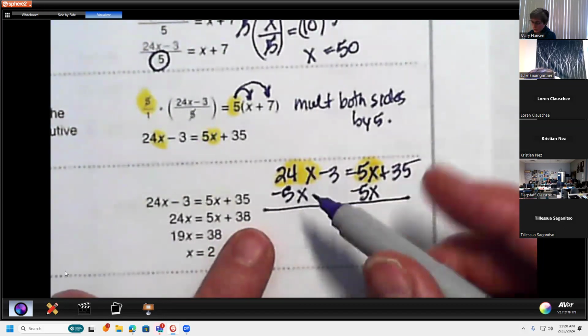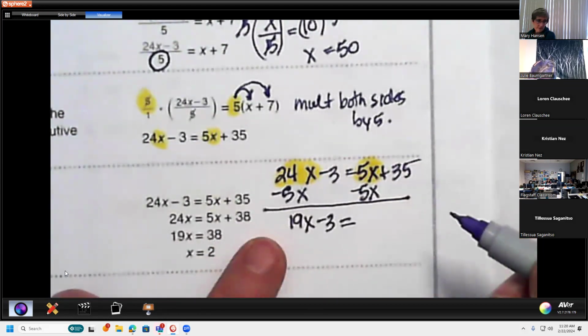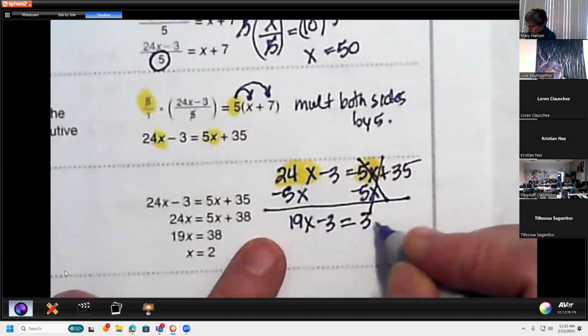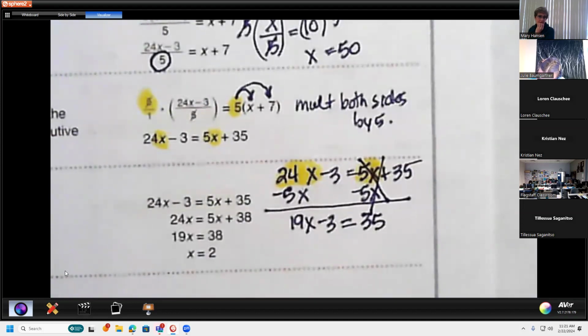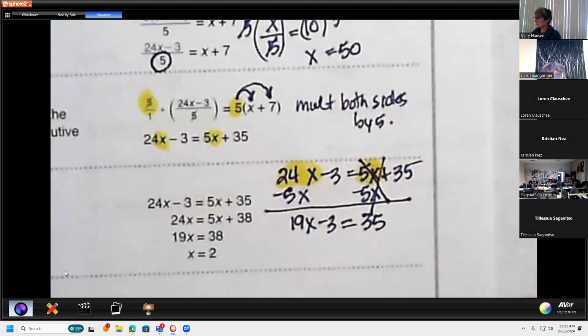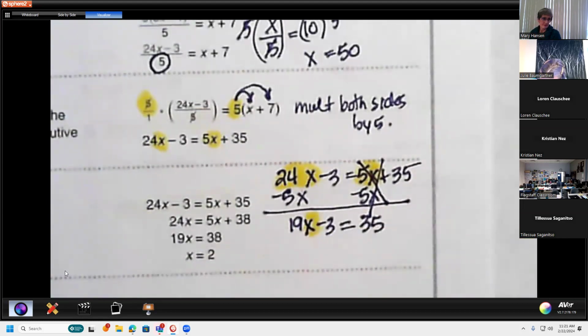Okay, and 24x minus 5x is 19x minus 3. The 5x's are gone, and so that equals 35. I'm back down to a two-step equation. I've got to get rid of 19 and I've got to get rid of minus 3.